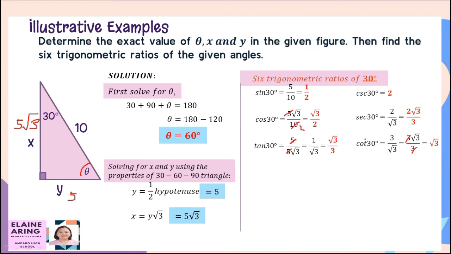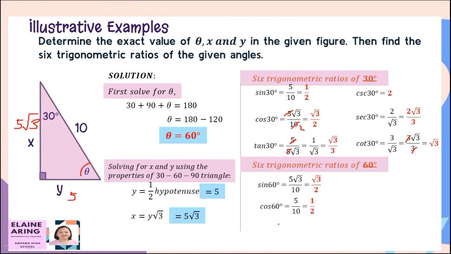Okay? Next, yung 6 trigonometric ratios of 60 degrees. So, sine 60 degrees. So, kung ito na yung pag-uusapan, di ba ito si 60, ang opposite niya is 5 square root of 3. And hypotenuse is 10. So, lowest term, so square root of 3 over 2. Si cosine 60 naman is 5 over 10 is equal to 1/2.